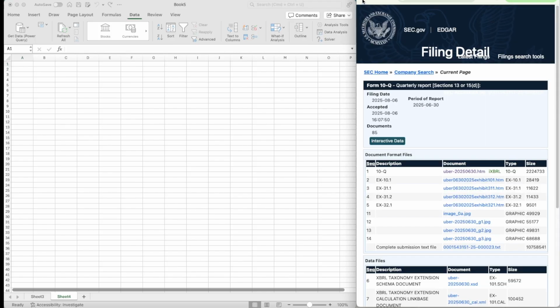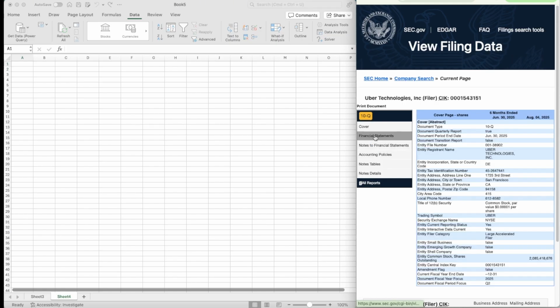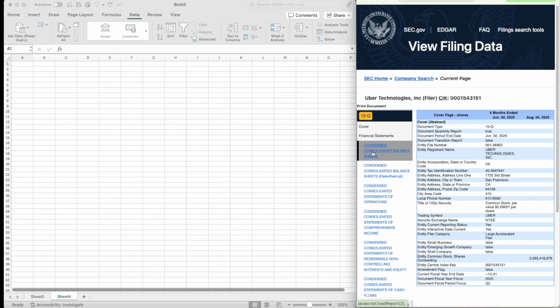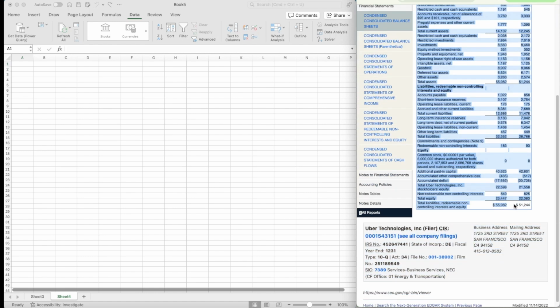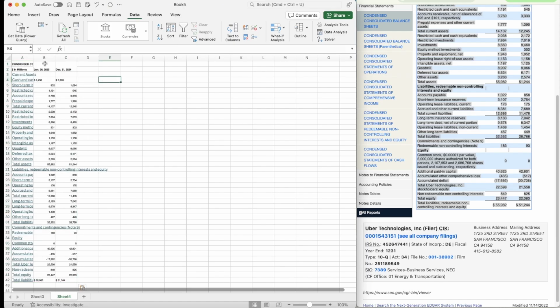Actually, what we'll do, come back and go interactive data. This button here. Come down to financial statements, condensed consolidated balance sheet, and let's just copy this over. Oh, perfect, there we are.